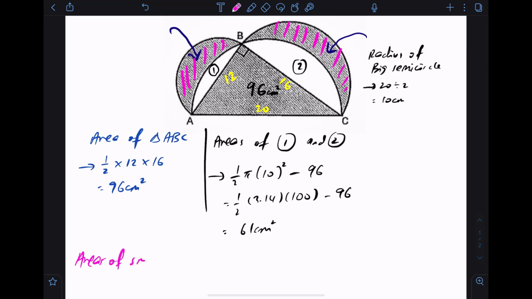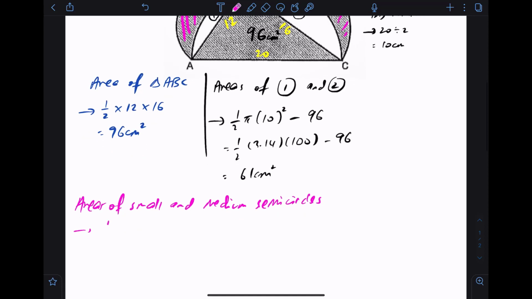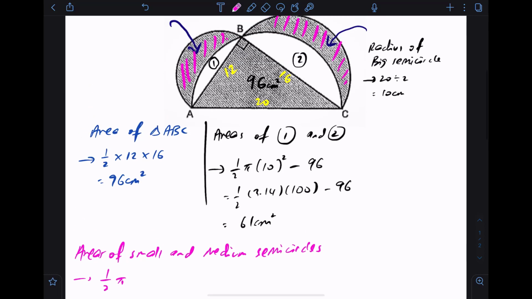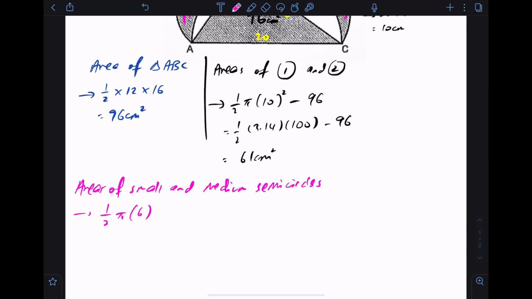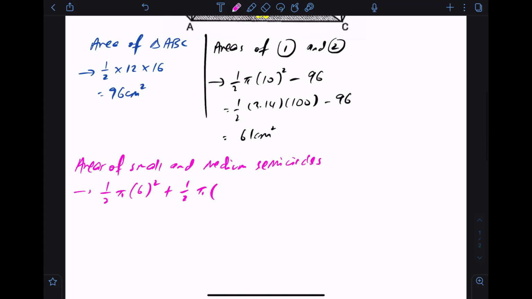Okay, areas of small and medium size semicircles. Now this, my friends, the small one will be half pi, the radius is 12 divided by 2 is 6, squared, plus half pi, the radius of the medium size one is 8, 16 divided by 2, and that will be half pi r square. Okay, and that will give you the total areas of your semicircles.